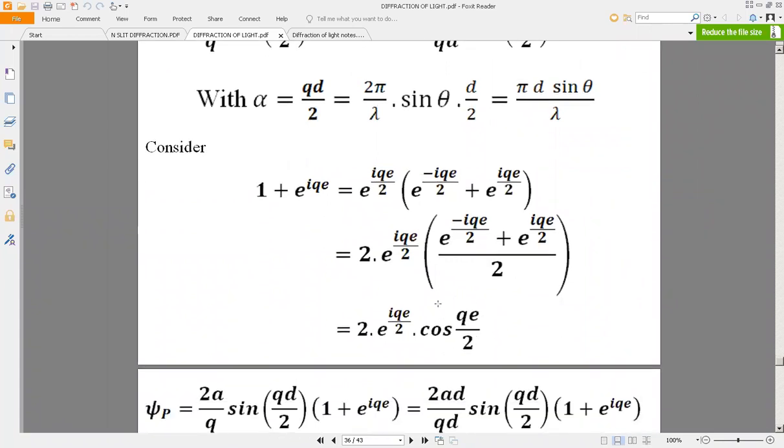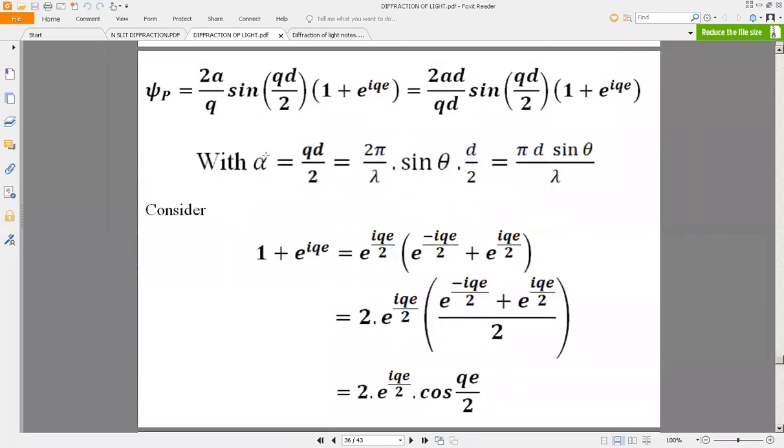So I am calling this cos(qe/2). So 2 e power iqe by 2 into cos(qe/2). To avoid carrying this qe by 2 every time, I'll be calling this term beta later. You know, qd by 2 I have called alpha. Similarly, qe by 2 I'll be calling beta.